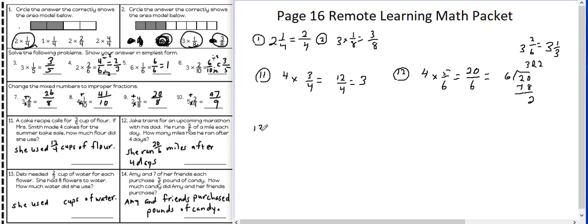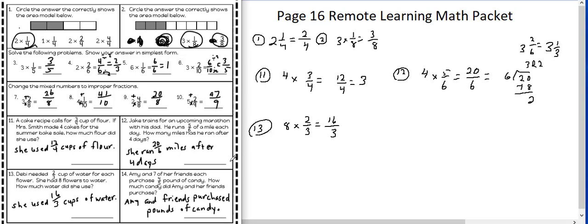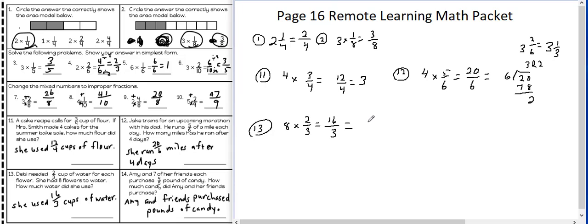Number 13. Debbie needed 2/3 cup of water for each flower. She had 8 flowers to water. How much water did she use? So she needed it 8 times, so she needed 2/3 of a cup 8 times. 8 times 2 equals 16. All right, 16/3 cups. Okay, and just real quick, we can just do that. So that would be 5 1/3 if we wanted to simplify.